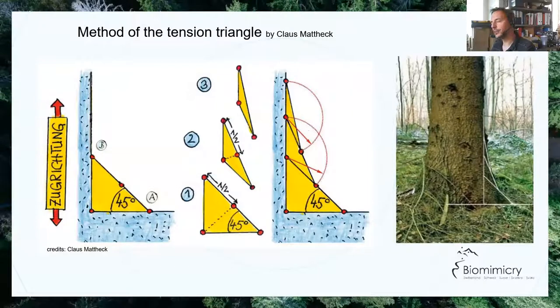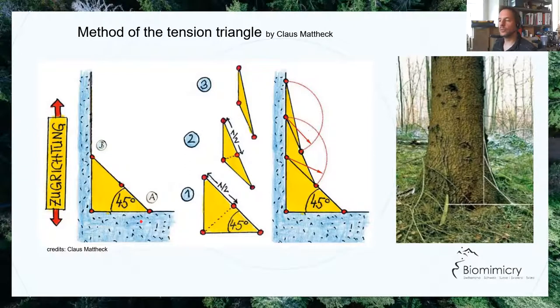You can do it really, really easily. If you have a corner and you have this load in this direction, so this is the tension direction or the pulling direction, this method is the method of the tension triangle, and it was invented by Klaus Mattheck. Klaus Mattheck is a German professor of failure analysis and structures. He's retired by now, but he invented this method.